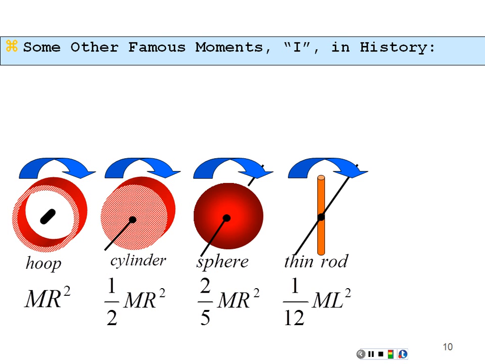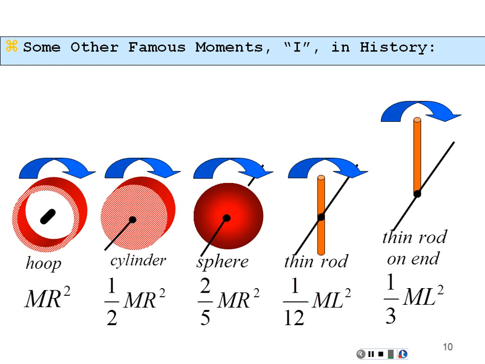The moment of inertia of a thin rod about its center of mass, going like this, is 1/12 ml squared, length of the rod squared. So that is the moment of inertia of a thin rod, 1/12 ml squared. And if I were to put a thin rod on its end, like this, the moment of inertia around this axis here is 1/3 ml squared.